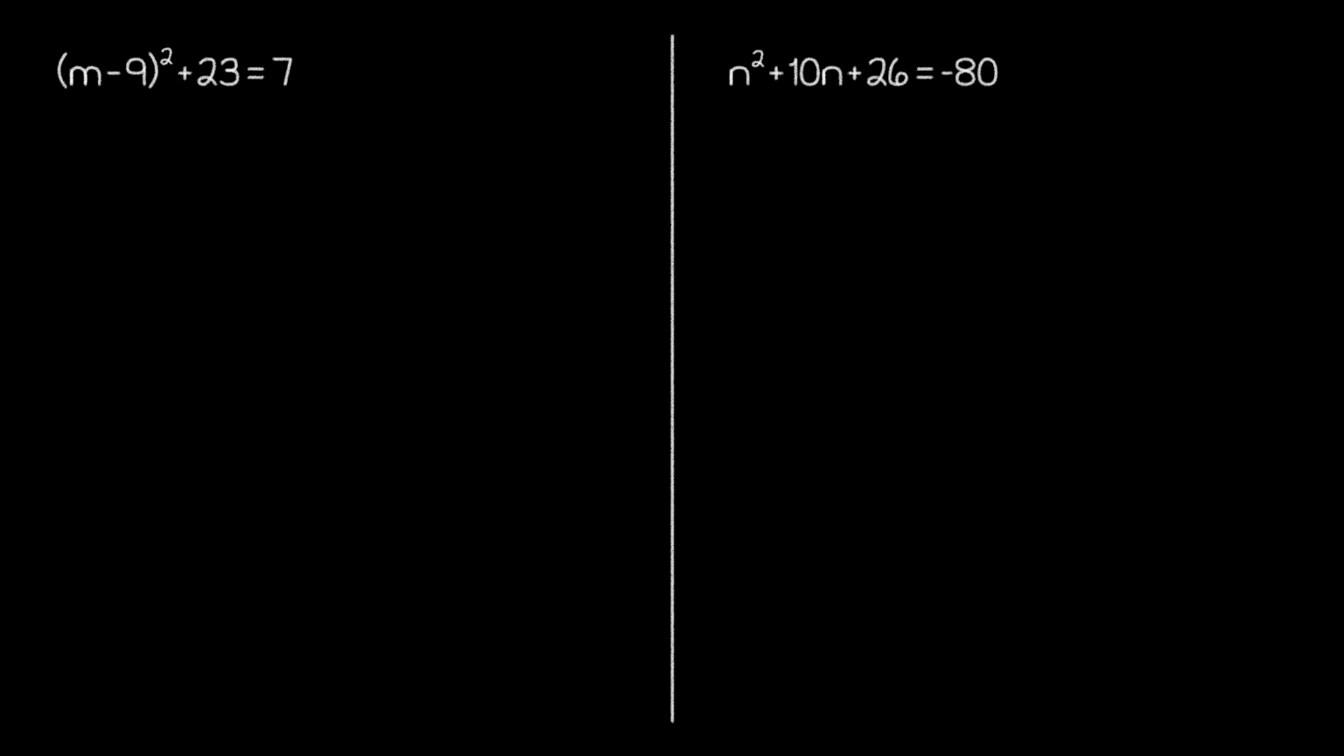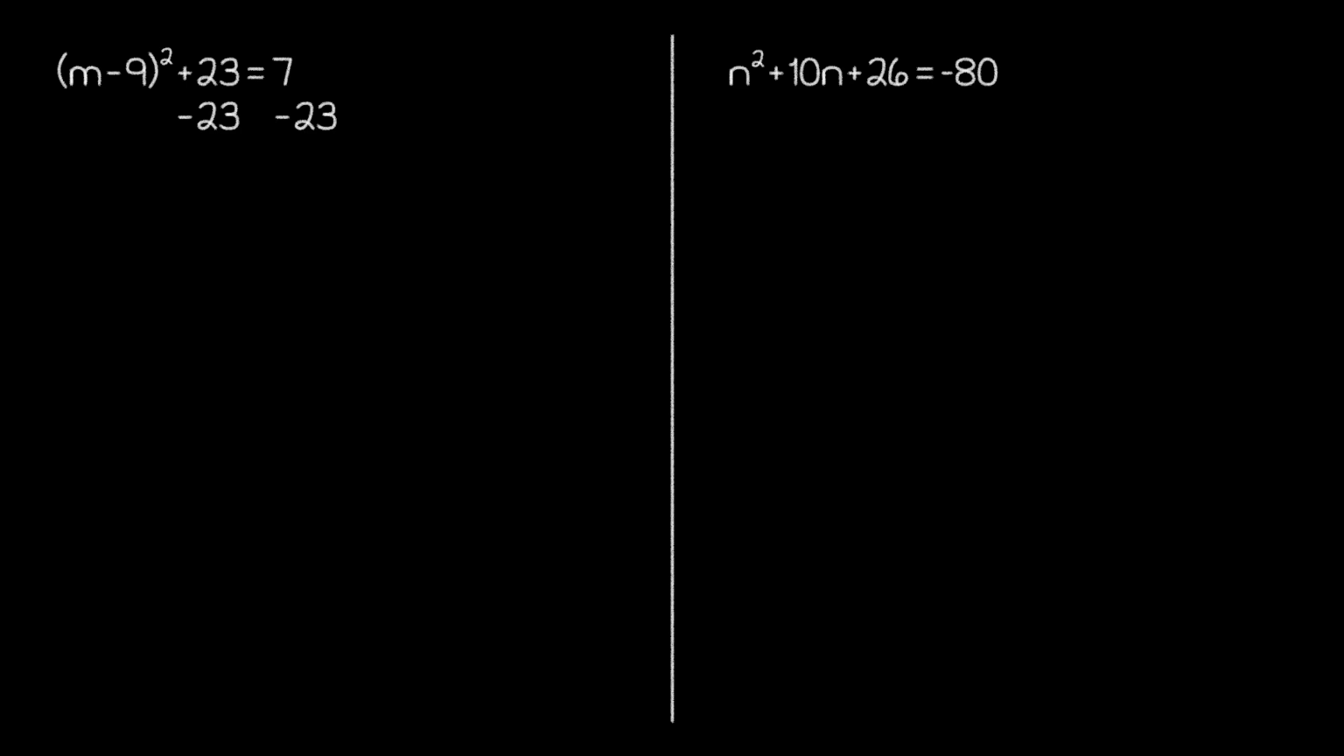Now that we have at least some level of familiarity with imaginary numbers, let's use our knowledge of those numbers to solve some more complicated quadratic equations. In this example, one side of the equation is a quadratic expression that's already in the vertex form, which means that we can start by subtracting 23 from both sides.